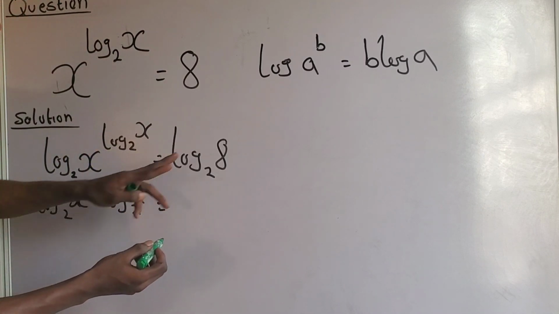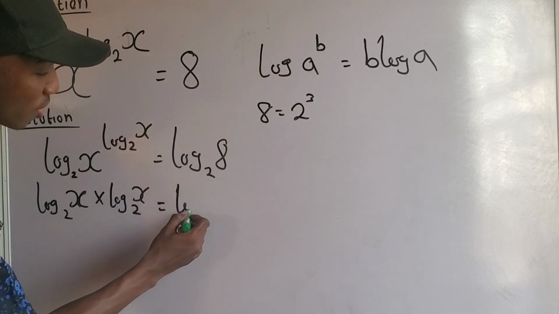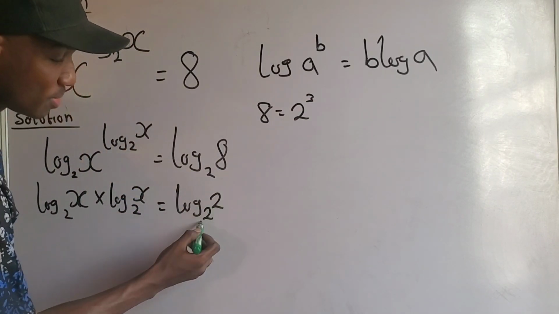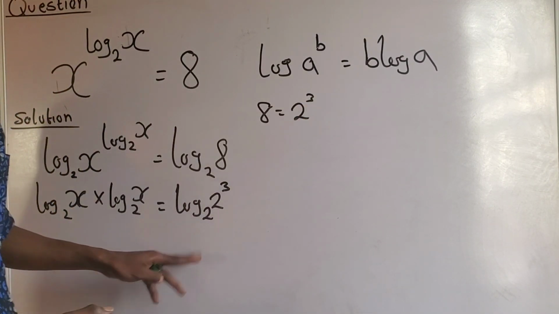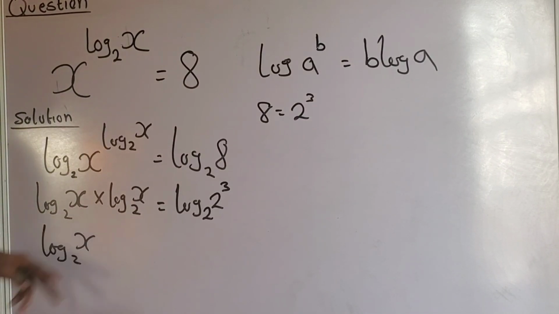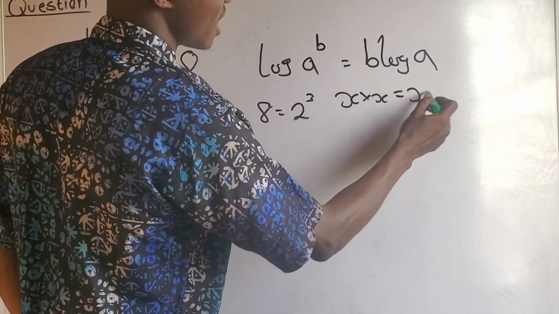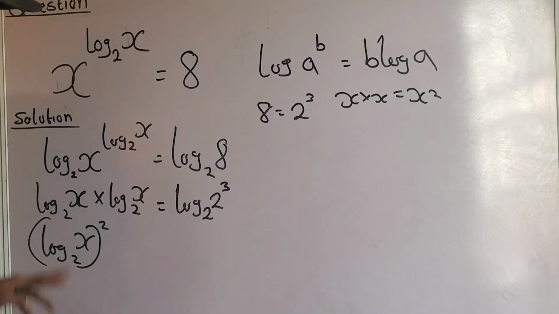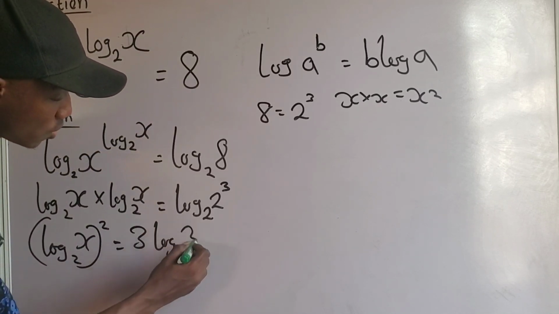For this, 8 can be written as 2 raised to the power of 3. Do you understand? So, I'm going to have log 2 base 2 raised to the power of 3. The same law that you apply here, you are still going to apply it here. So for this, I'm going to have log x base 2 times log x base 2, which can be written as log x base 2 to the power of 2, because x times x is x squared. So I'm going to have 3 log 2 base 2.